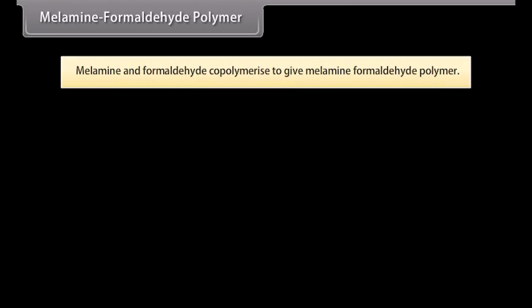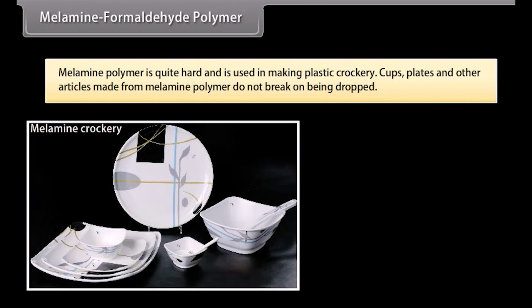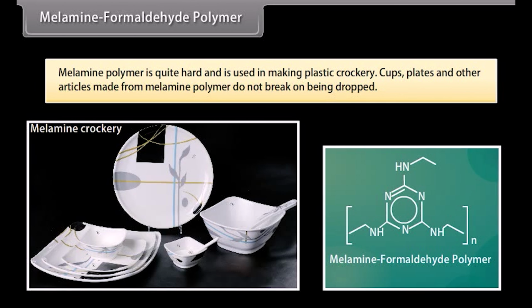Melamine formaldehyde polymer. Melamine and formaldehyde copolymerize to give melamine formaldehyde polymer. Melamine polymer is quite hard and is used in making plastic crockery, cups, plates, and other articles. Articles made from melamine polymer do not break on being dropped.